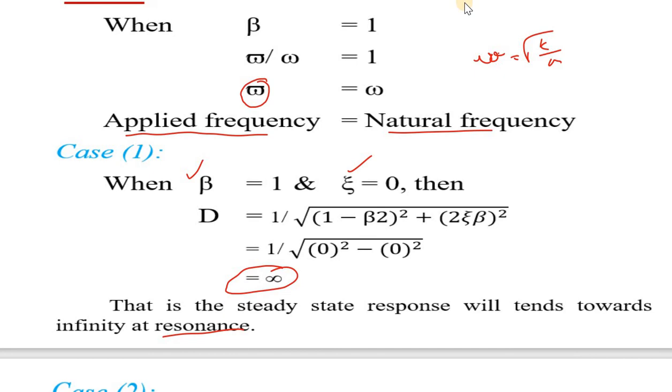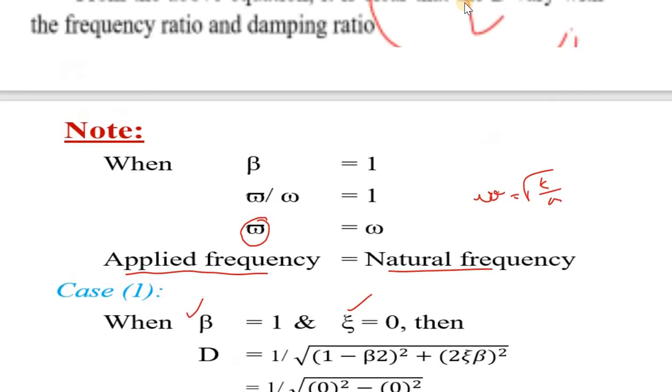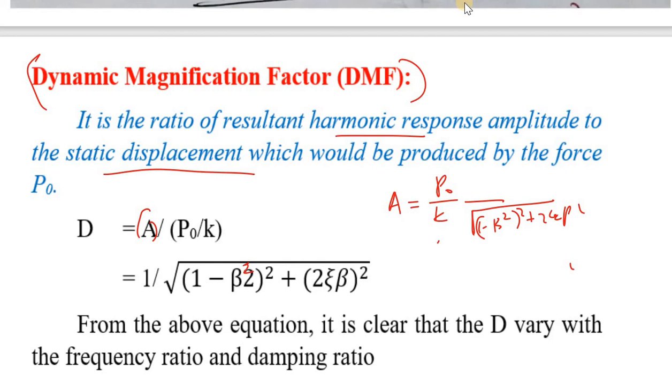Vibration will be increasing to a very high range, which can lead to the destruction of the structure. That stage is known as resonance. In resonance, what is the term? This dynamic magnification factor.